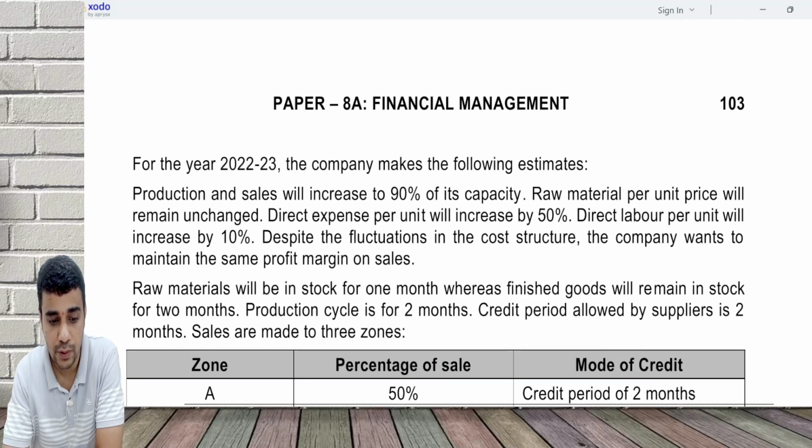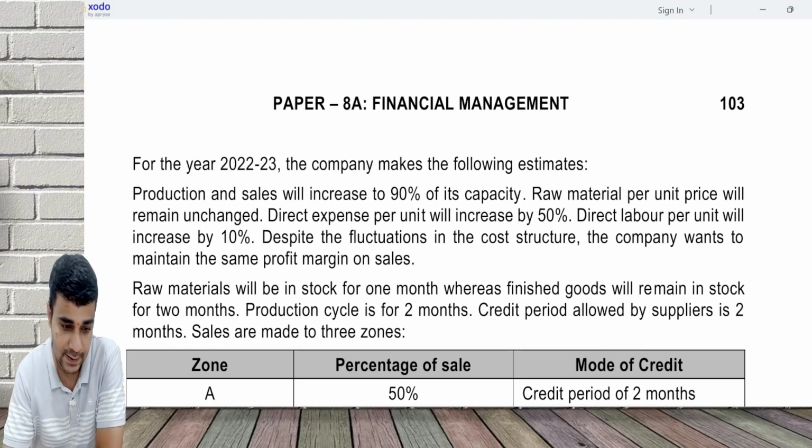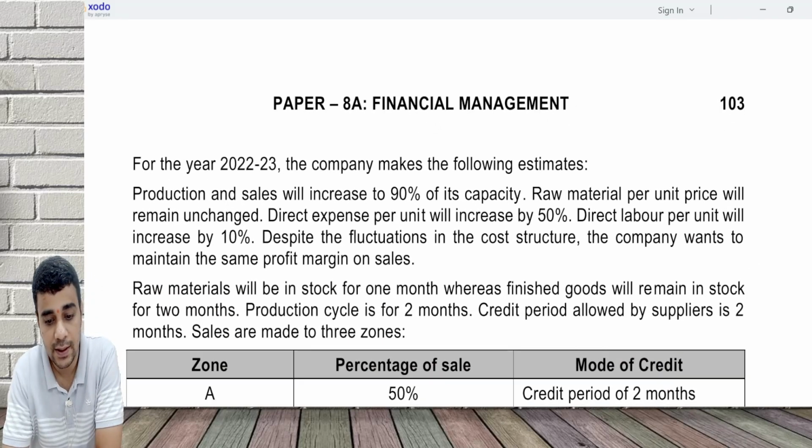For the year 2022-23, following estimates are made. Production and sales will increase to 90% of its capacity. Raw material per price will remain unchanged. Direct expense per unit will increase by 50%. Labor per unit will increase by 10%. Despite the fluctuation in the cost structure, company wants to maintain the same profit margin on sales.